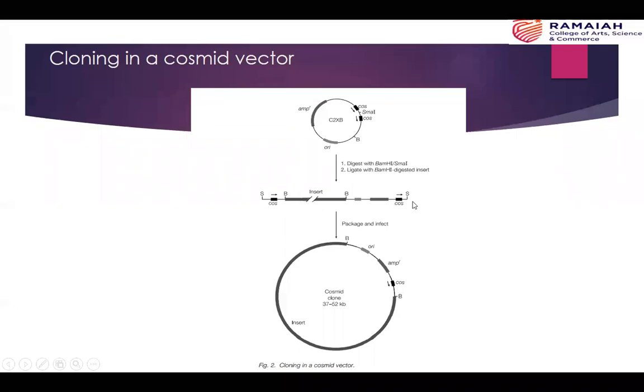When such recombinants are formed, they will be packaged into virus particles in the presence of the packaging extract. Then when you allow the infection to take place, they get ligated into the circularized vector with the insert in the appropriate position. So these cosmid clones would be able to propagate as plasmids, because all other properties for the propagation of plasmid are available, and they could be selected under ampicillin selection. So this is how the cloning is carried out using the cosmid vectors.